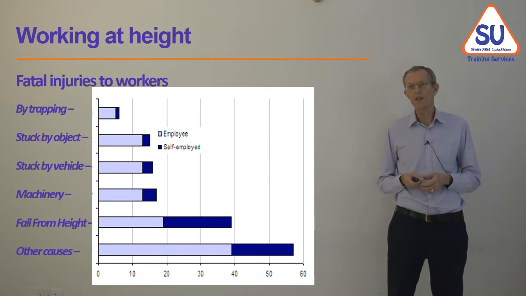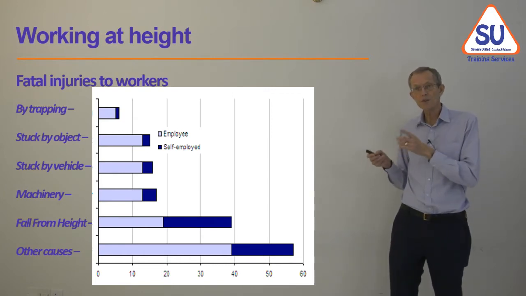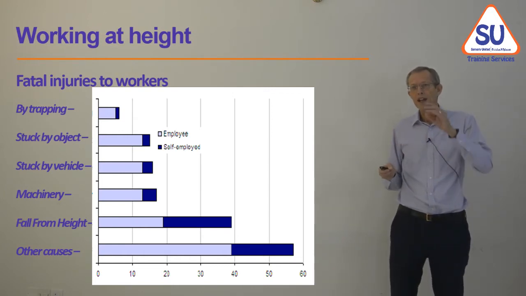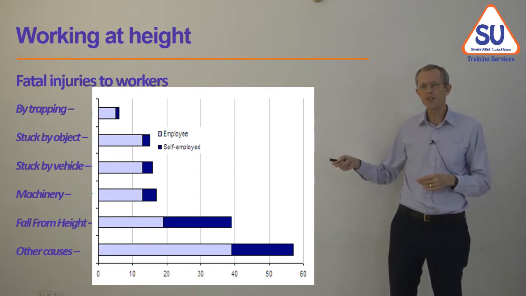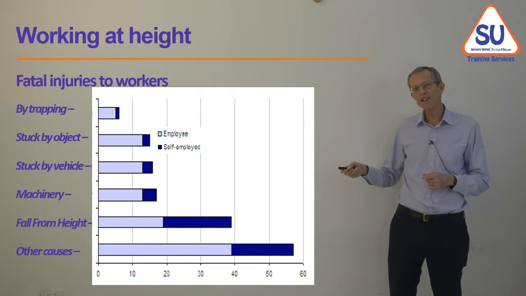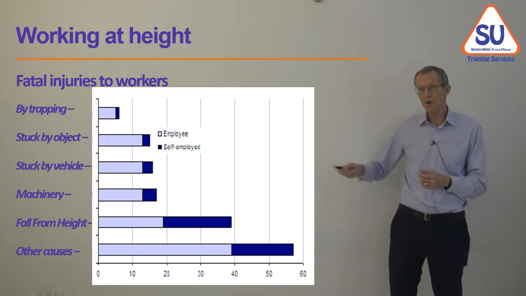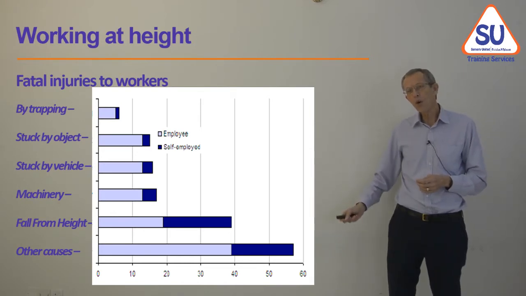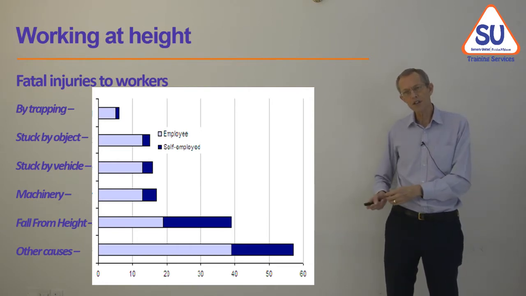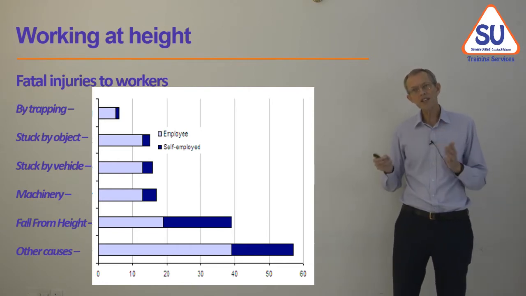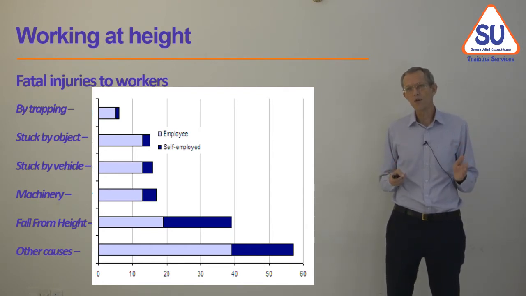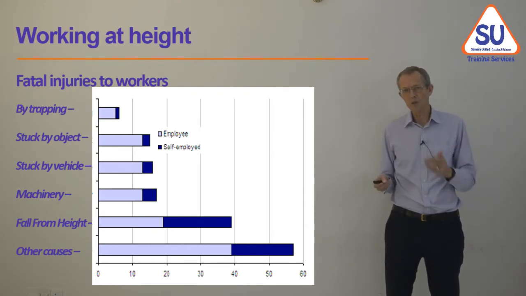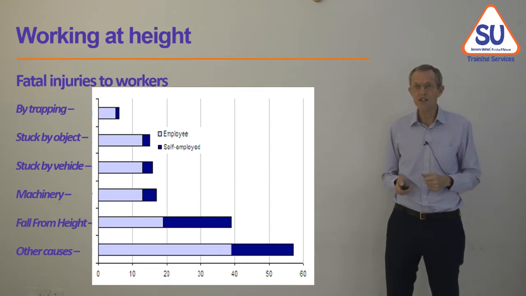Here's the diagram that I wanted to show you. So for fatal injuries, we're talking about people being killed here. You can see there's trapping, struck by objects, struck by vehicle machinery, and then falls from height is the second from bottom one, which is a big one, and then all other causes is the biggest, but that's lots of things added together. So the biggest single factor for fatal injuries at work is falls from height, which is why we take such a keen interest in it.